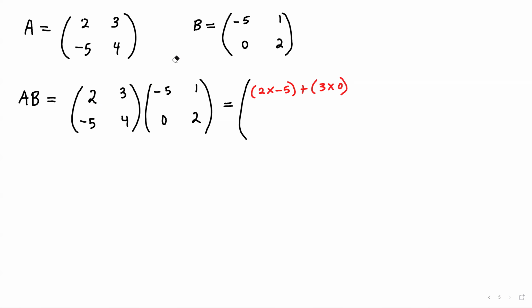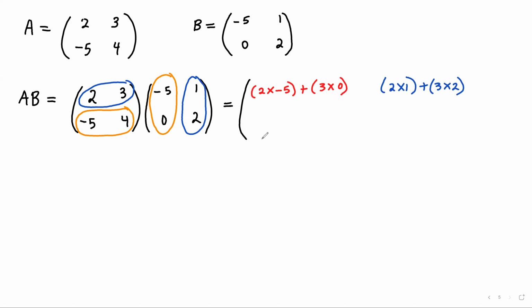Now I'm looking at row 1 still, but column 2 now, this position here. So it will be row 1, 2 times 1 plus 3 times 2, right? Now I'm going to go down. I'm going to now look at row 2, column 1, because that's the position I'm trying to fill. This position here is row 2, column 1.